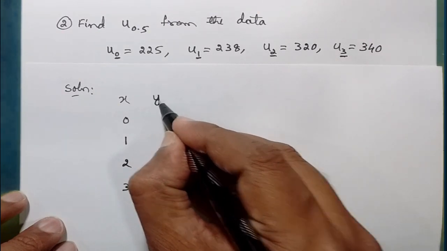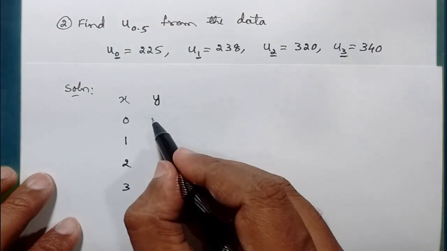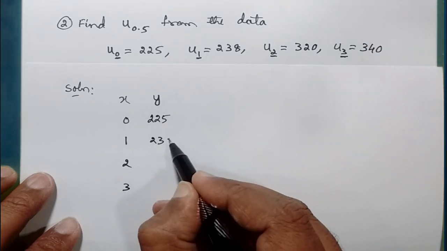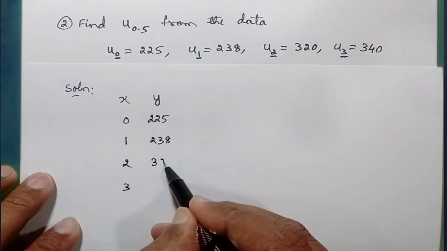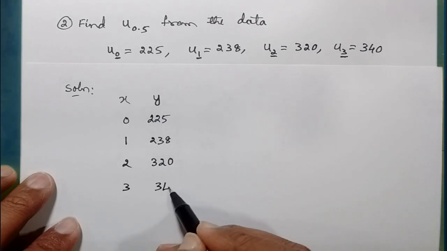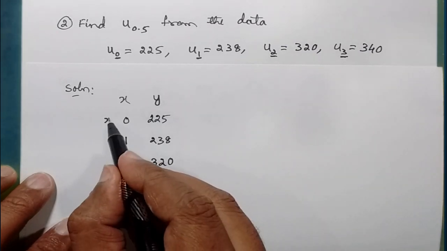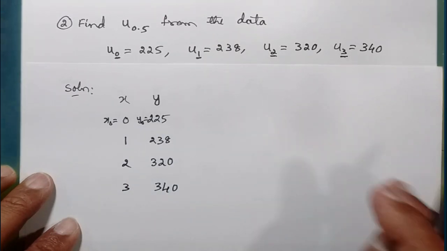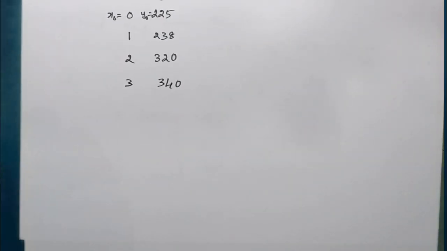And the values of y here, the right hand side values, is 225, it is 238, it's 320, and this is 340. So this initial value is your x0 value, this initial value is your y0 value. Alright.